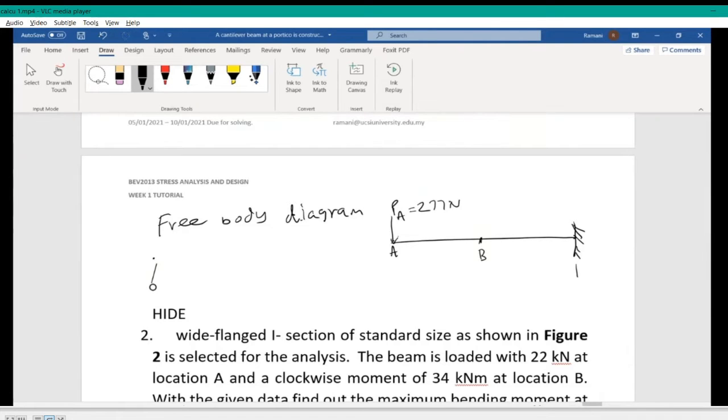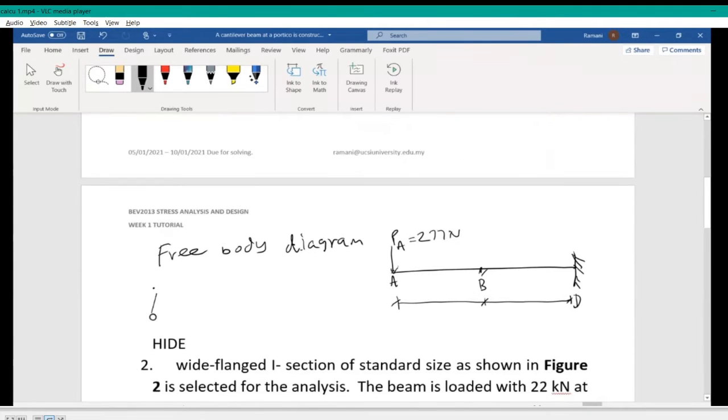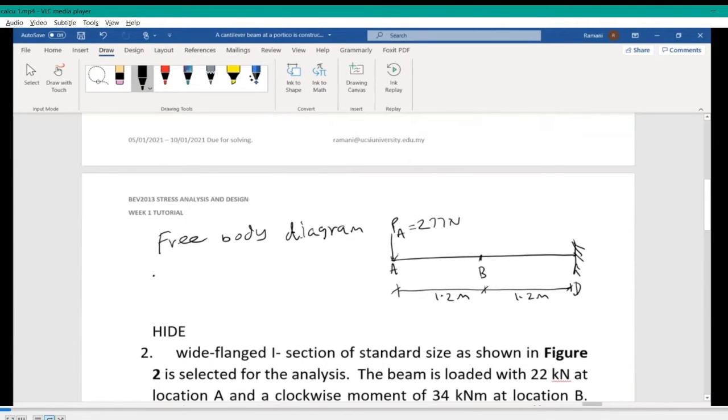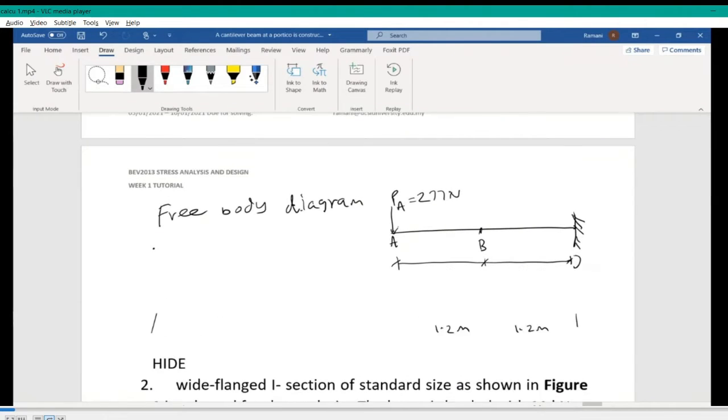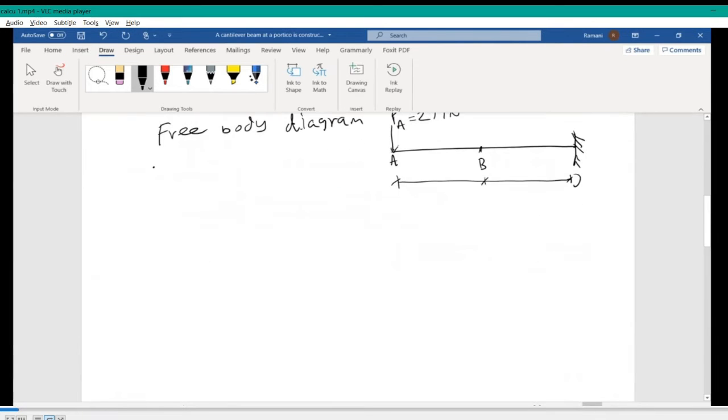You have a B at the midpoint, and this is D, and these distances are equidistant. They are 1.2 meter and 1.2 meter. Right. These are the given conditions for you. Other things you can ignore for a while until we finish the first part of the analysis, which is your shear force and bending moment. Okay, now we're going to calculate shear force and bending moment and then plot it, right?